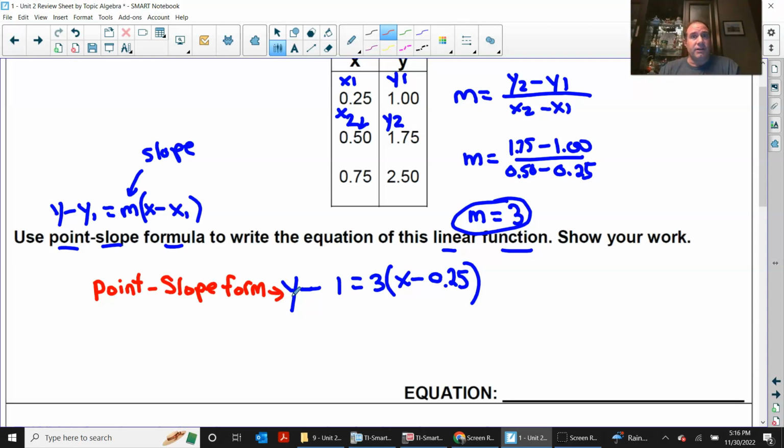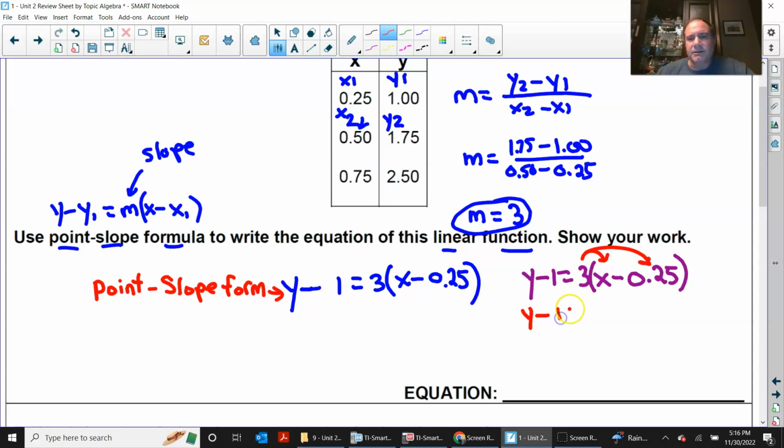Usually, the equation of a line is in slope intercept form, when you have the slope and the y-intercept in the equation. All you have to do is actually just solve this for y. So I'm going to solve it for y. Y minus 1 equals 3 times x minus 0.25. So before doing anything, I am going to distribute.